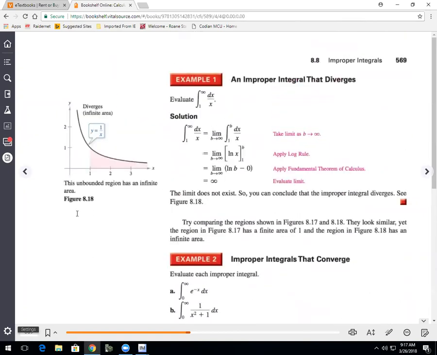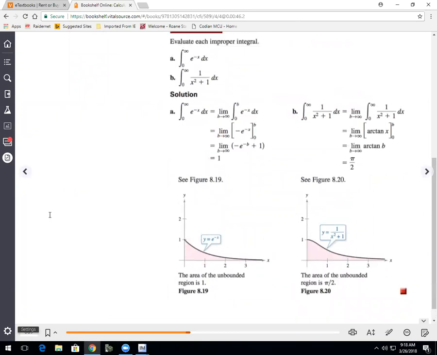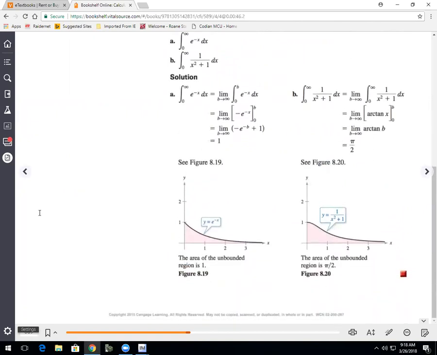At 8.19, it converges at 1. So the area underneath 1 will be finite. No, that's not why, and I can tell you why. 8.19 and 8.20 do have x-intercepts of 1, y-intercept of 1. That's as far as they go.